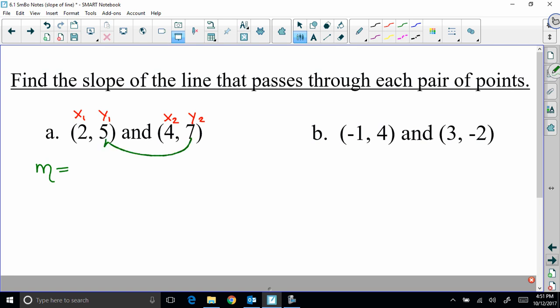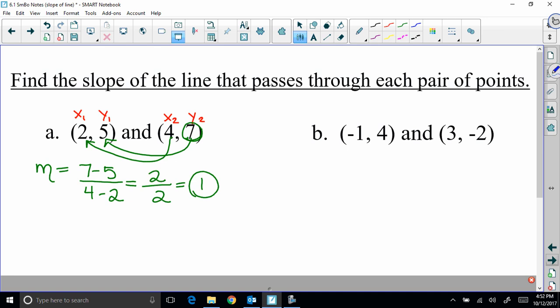Let's just say we start over here and we do 7 minus 5 over. All that matters is if you started on this point, then when you do your x's, you have to start with that x value as well. So I have to do 4 minus 2. Whichever point you start in, that x value has to go first if that y value went first. Then we simplify. 7 minus 5 is 2, and 4 minus 2 is 2. Then we reduce that, and the slope of that line between those points would be 1.